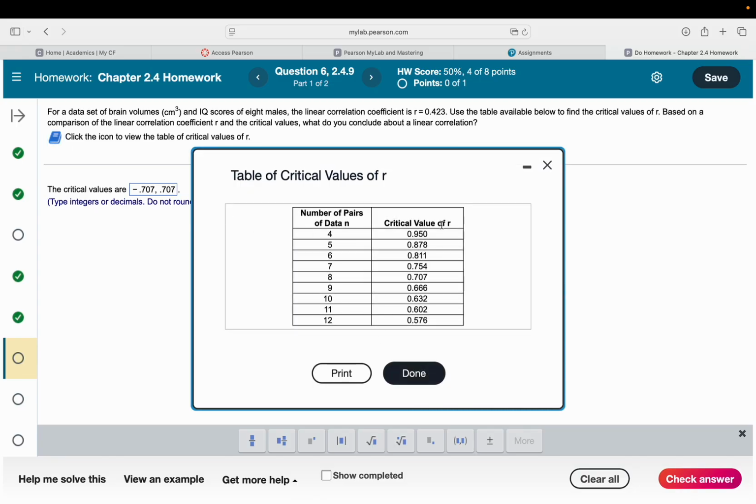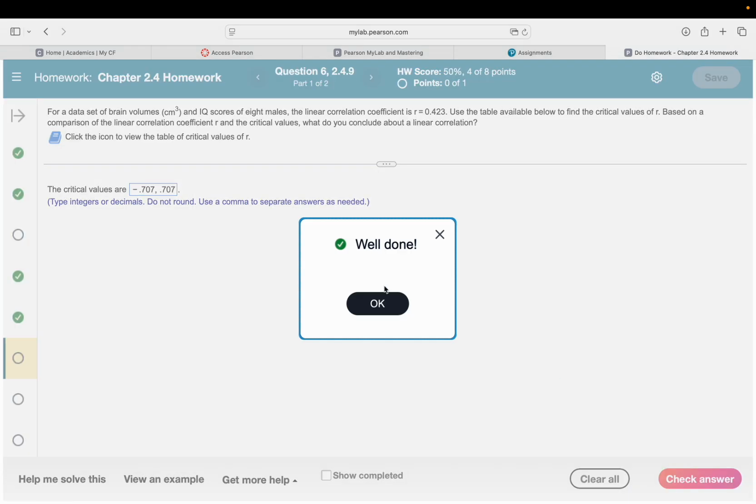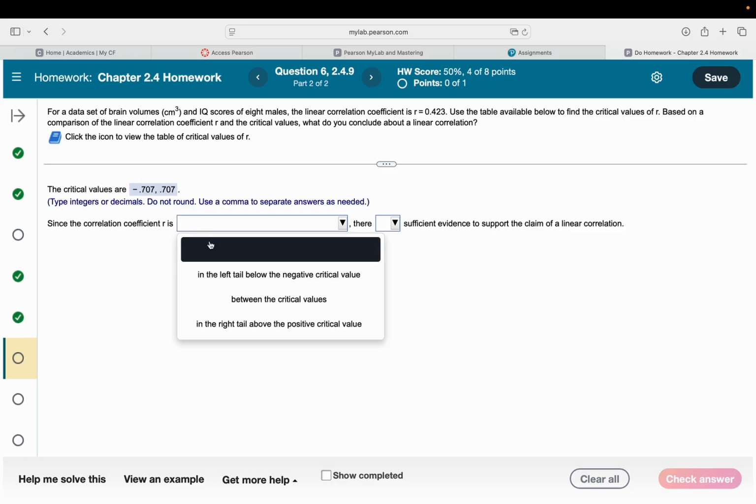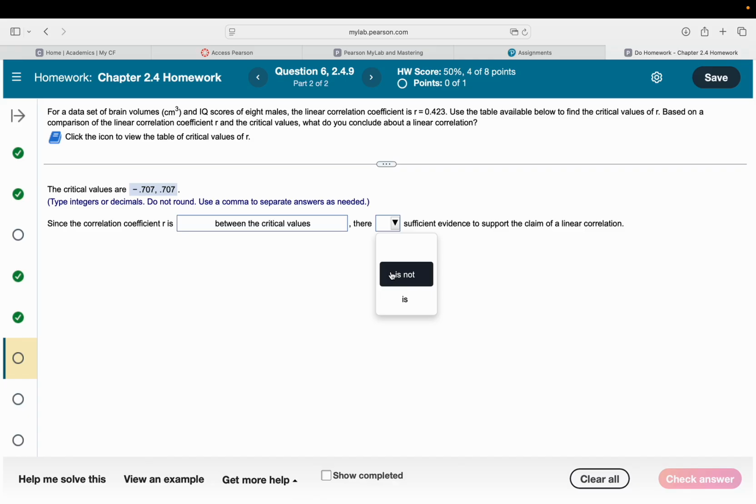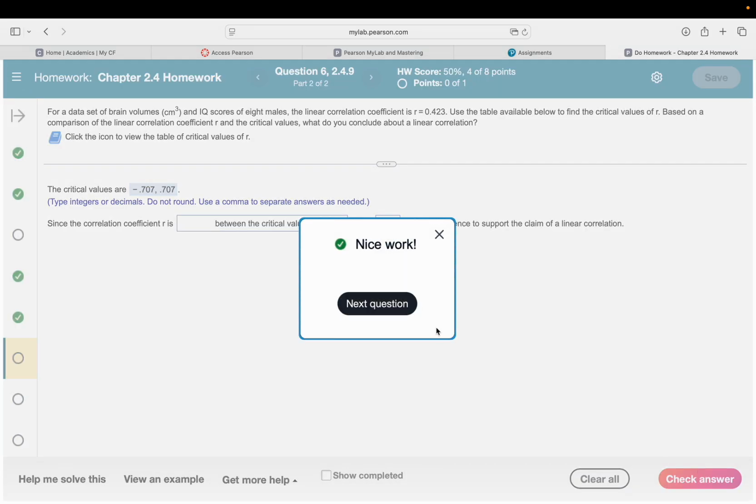Mathematicians understand that R could be a negative or a positive, so they just need to write one table and they know that it counts for both. But we need to write both of them out actually. And so because it's between the critical values, there is not evidence to support correlation.